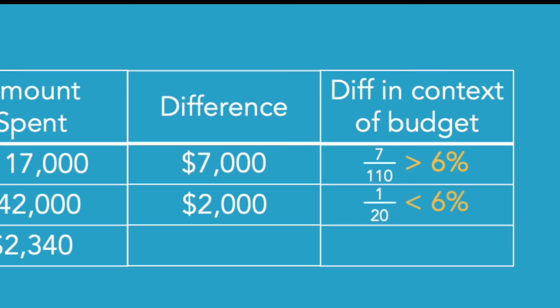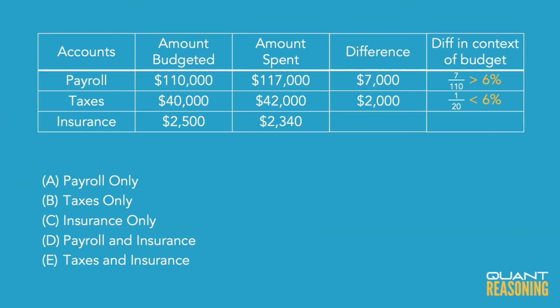Let's pause here and eliminate the answer choices that we can, because we know that the first one is more than 6% and the second one is not more than 6%. What can we eliminate? Well, it looks like we can eliminate B, C, and E because none of them include payroll. But in order to choose between A and D, we are going to need to look at the third one.